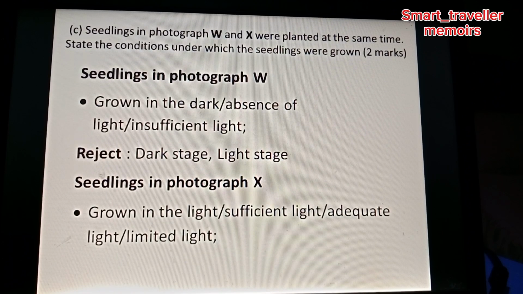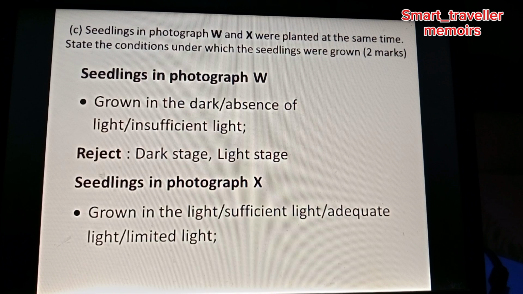Seedlings in photograph W and X were planted at the same time. State the conditions under which the seedlings were grown. 2 marks. Seedling in photograph W was grown in the dark, or it was grown in absence of light, or it was grown in insufficient light. Reject dark stage or light stage.